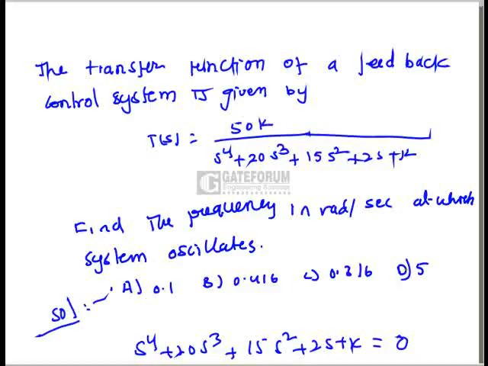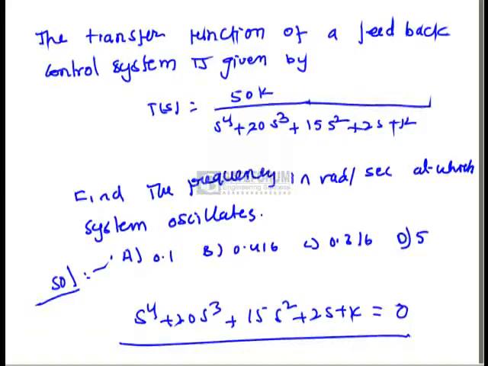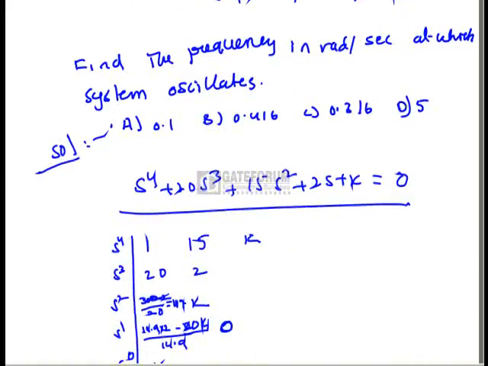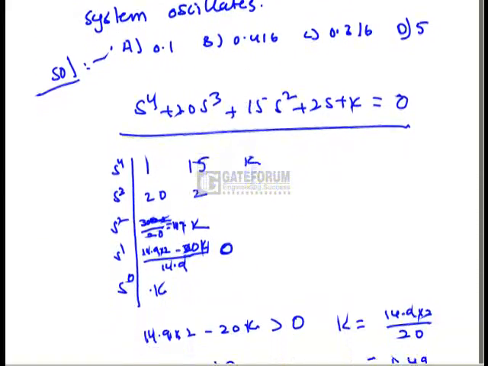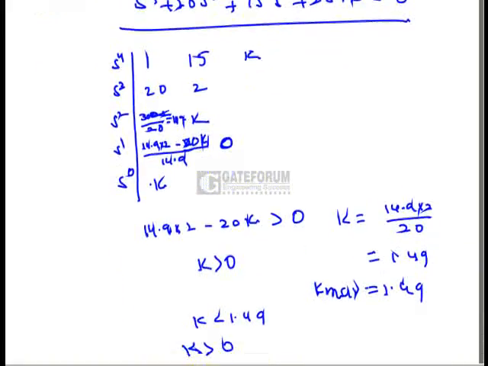But before that, first we have to find the k marginal value. The k marginal value we can find with the help of the Routh-Hurwitz criteria. Here I am forming the table for the Routh-Hurwitz criteria. If you solve this, I got the k marginal value as 1.49. How to find the k marginal value? At that point the system is conditionally stable, after that point the system is unstable, and before that point the system is stable. That is the marginal value above which the system is unstable and below which the system is stable, and that point is known as the k marginal value.